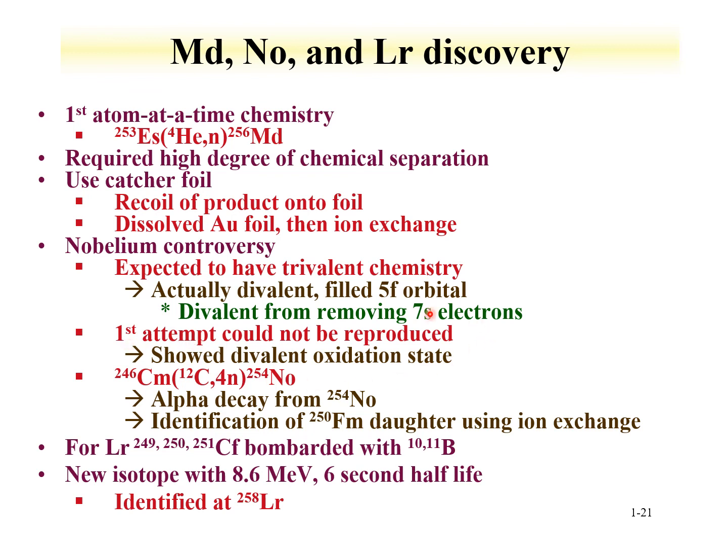The first attempt could not be reproduced. The final eventual reaction was shown here, where curium-246 was bombarded with carbon-12, with 4 neutrons emitted, to make this 254 isotope of nobelium. There was an alpha decay of nobelium, and the daughter, the fermium, was identified by ion exchange. I was told by Glenn Seaborg that during this controversy, they knew that the Swedes who were doing the work wanted to name the element after Alfred Nobel. So as a joke, they called it nobelivium.